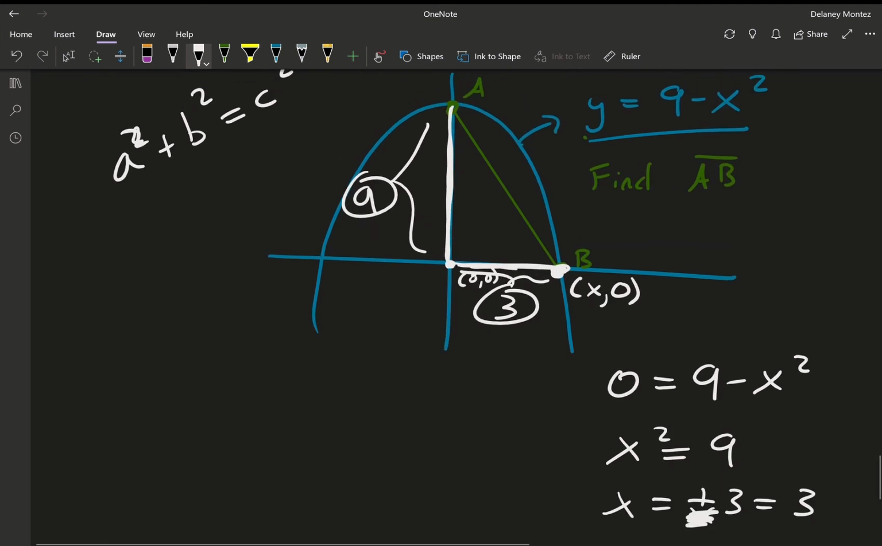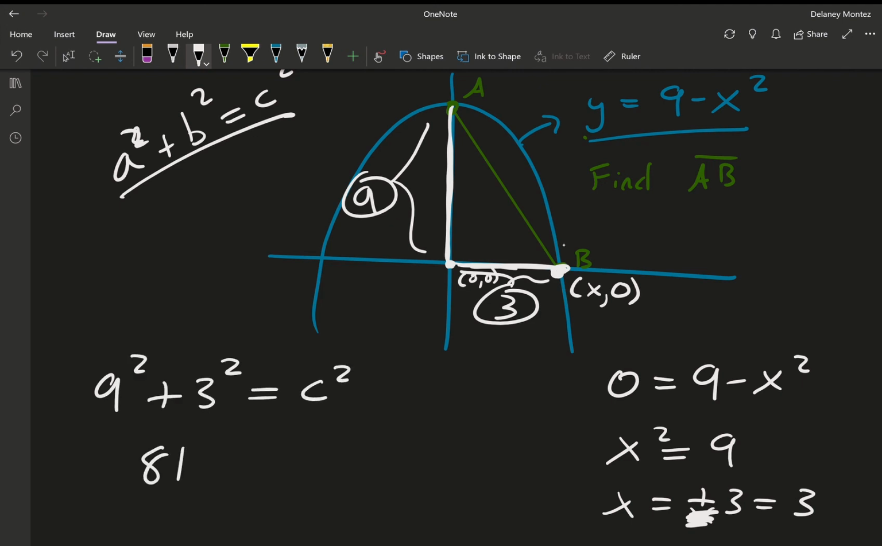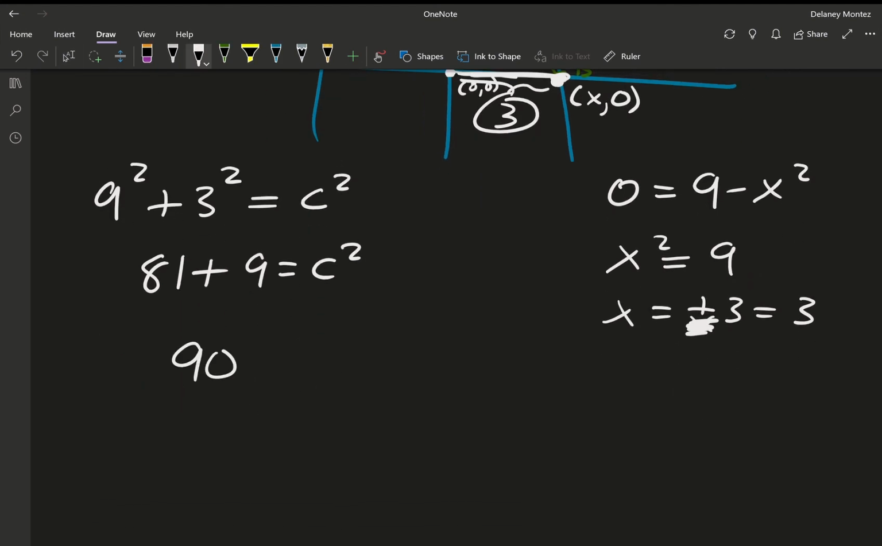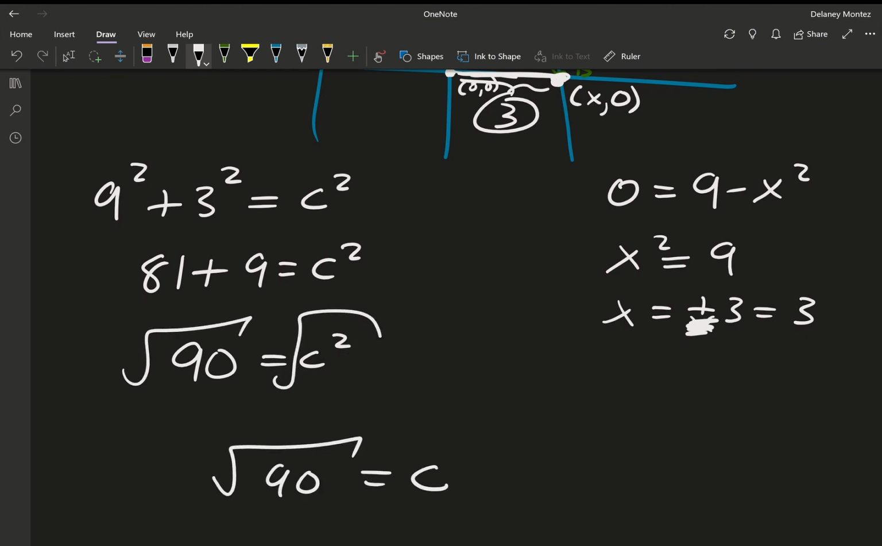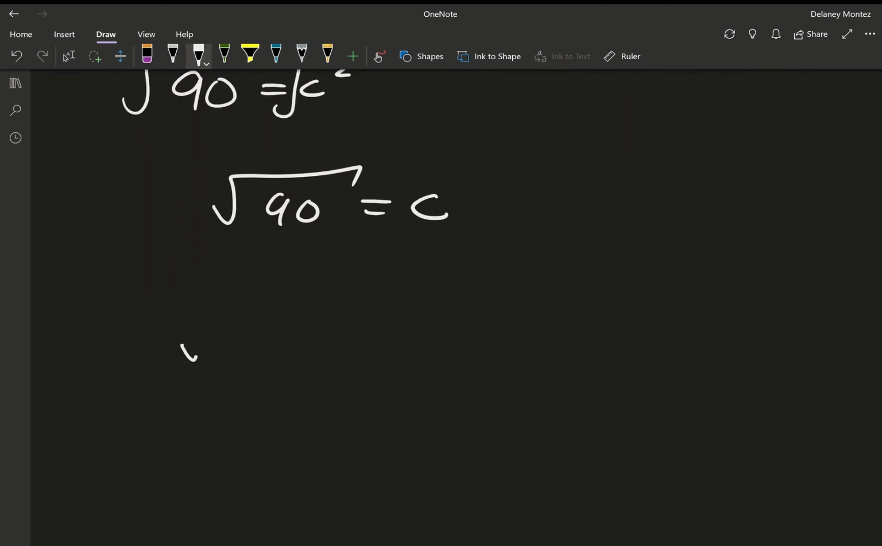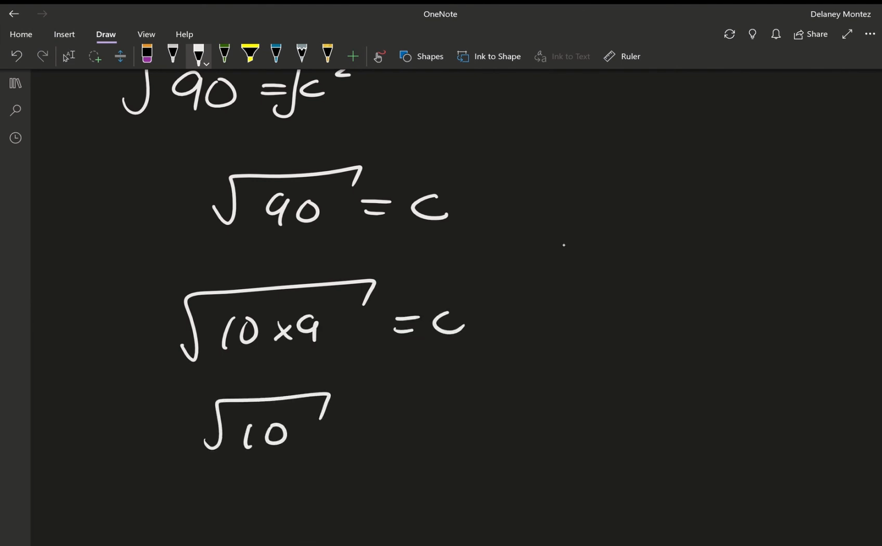So I have my a and my b, so we can say 9 squared plus 3 squared equals c squared, or 81 plus 9 equals c squared, right? That's 90 equals c squared. So if I take the square root of both sides, I'll get square root of 90 equals c. Now we break it up in terms of radicals, so we'll say square root of 10 times 9 equals c. That's just 90 here in the bottom. This is just a property of radicals.